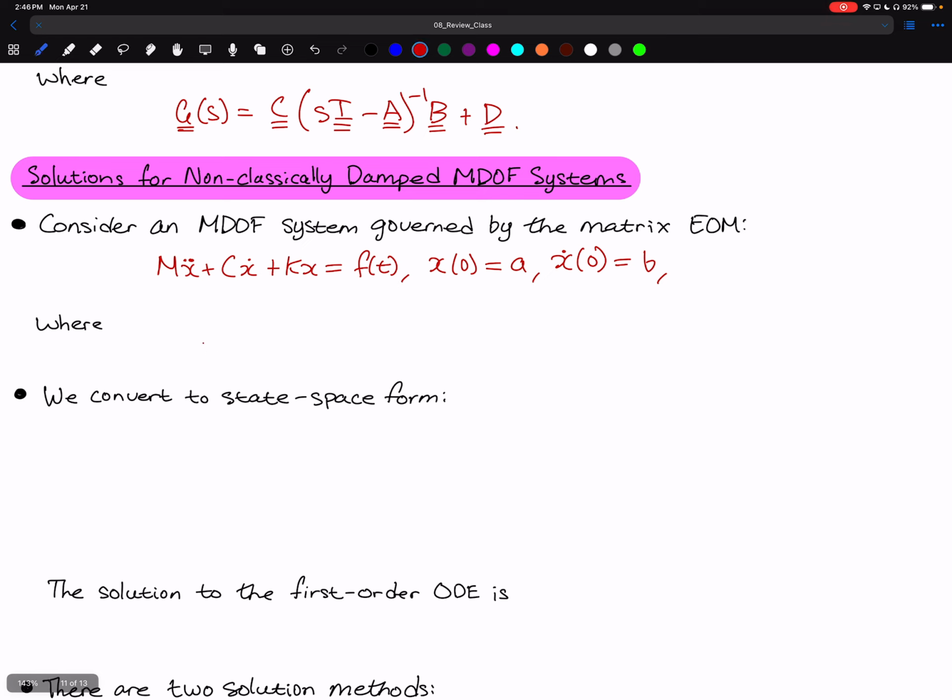And then here we'll find that M inverse K times M inverse C is not equal to M inverse C times M inverse K. So those quantities do not commute, and therefore the system is not classically damped.